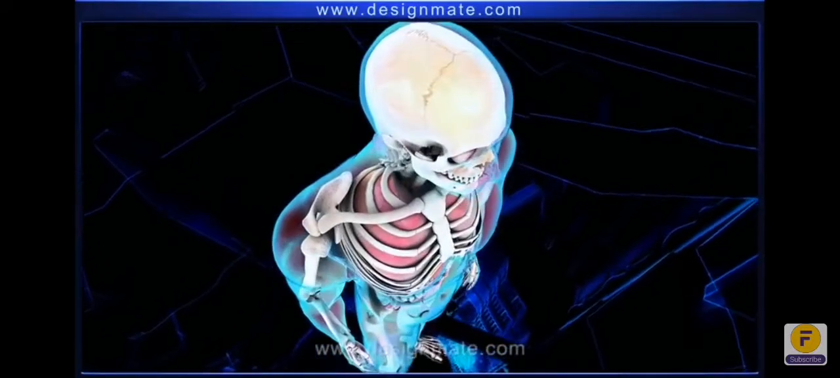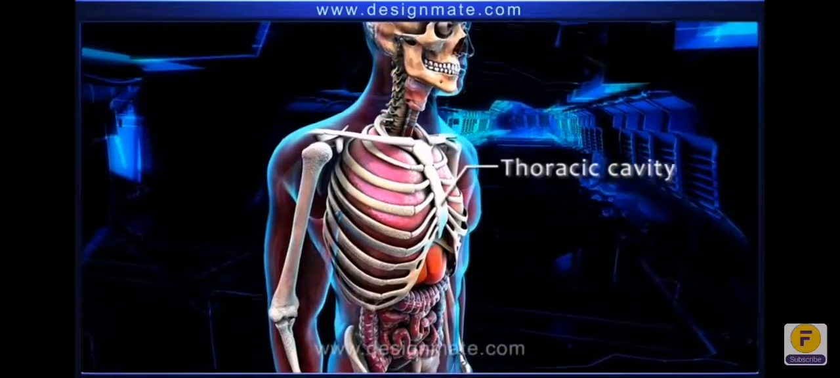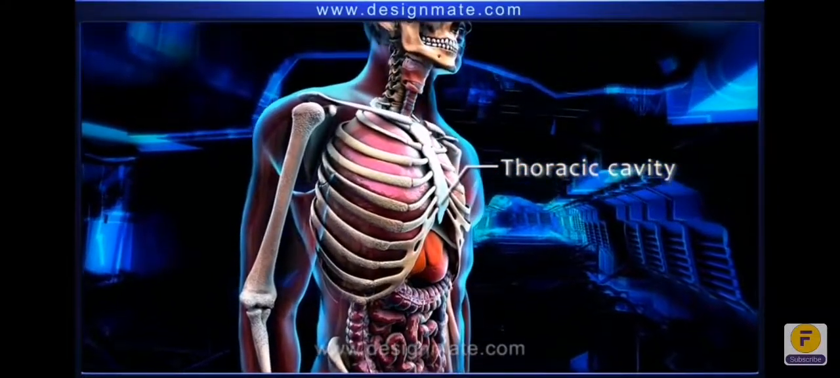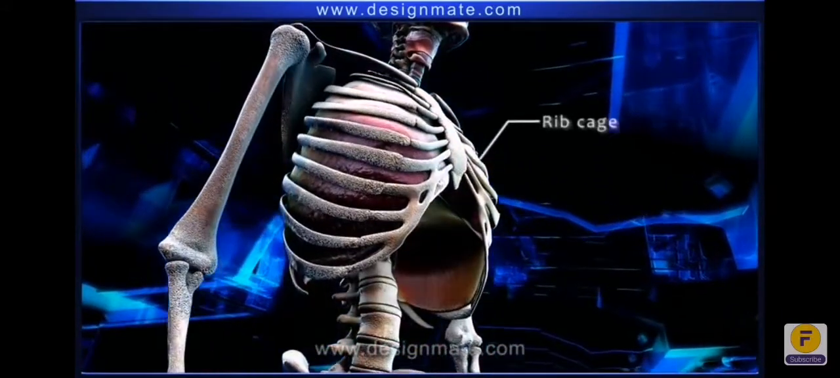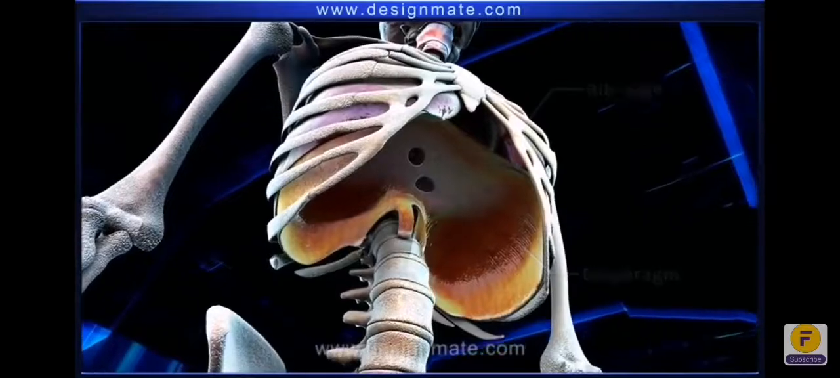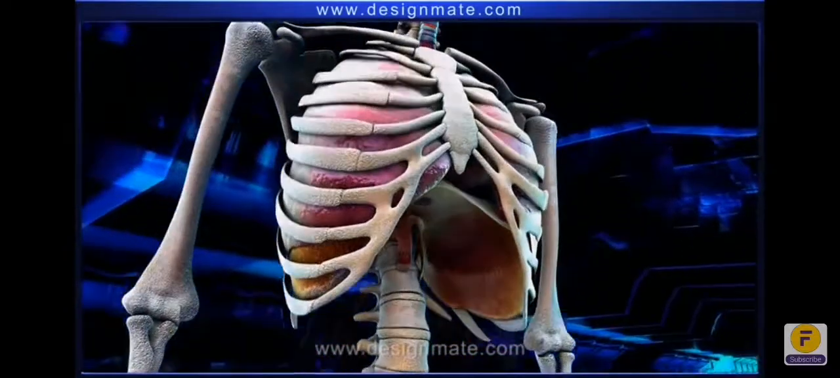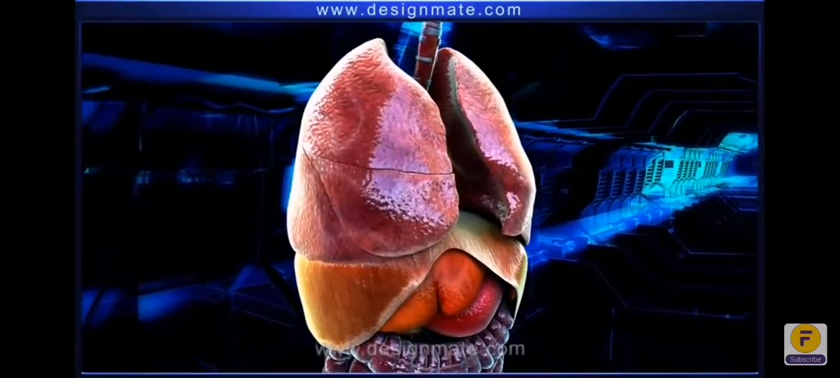in humans, the main organs responsible for respiration are present in the thoracic cavity. In the thorax region, the rib cage and a dome-shaped fibrous tissue known as the diaphragm are observed. Present within the rib cage are the pleural membranes, which enclose the lungs.